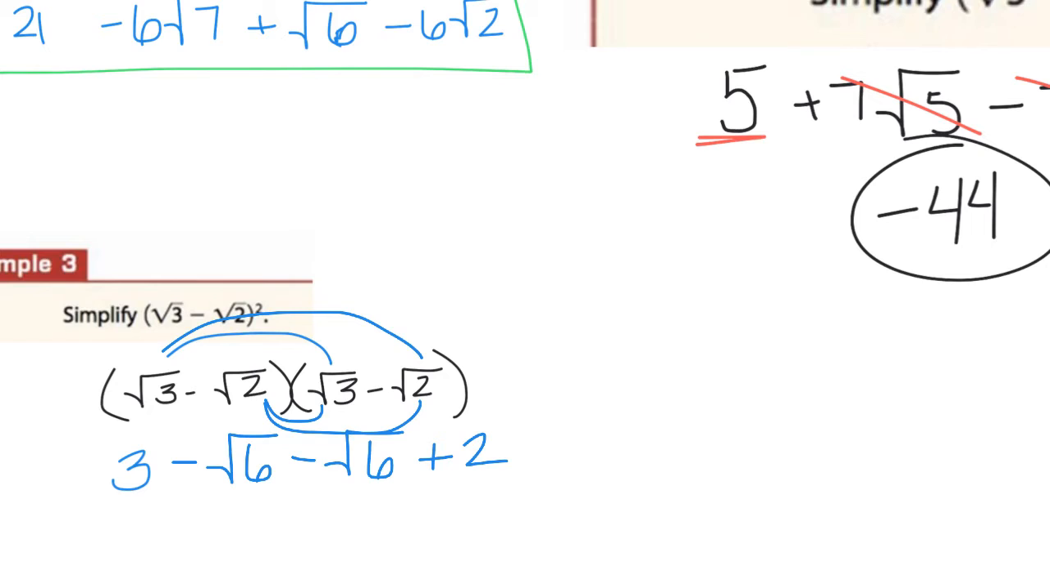So now I see some things that I can combine. I've got a nice 3 and a 2, which would combine to give me 5. And I have negative square roots of 6 and negative square roots of 6, which gives me negative 2 square roots of 6. Remember, sitting in front of each of these guys is a 1. We treat it like a variable. So it becomes 5 minus 2 square roots of 6.